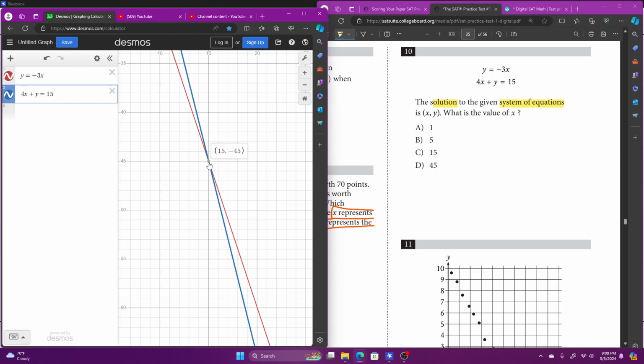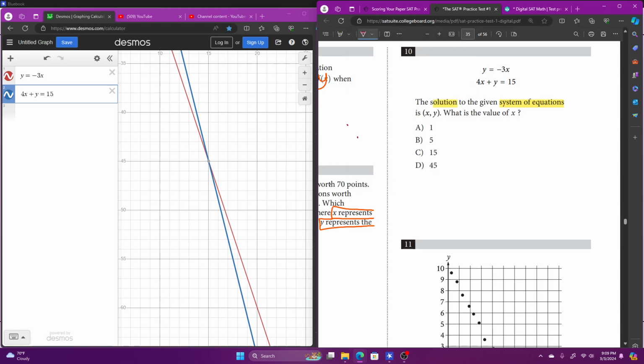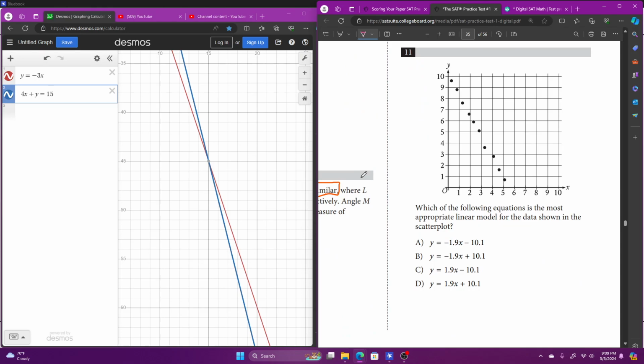And they didn't even put a negative 45 on here to throw you off. They only put 45. So our answer is C, 15. Thank you, Desmos, for solving that for us.